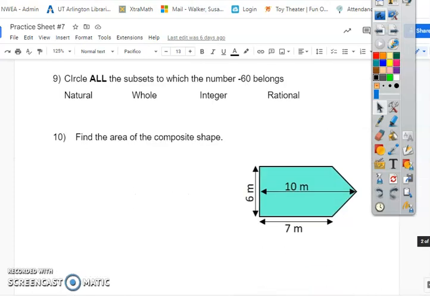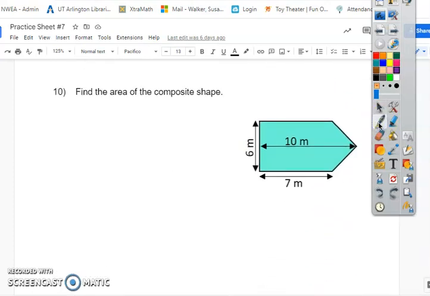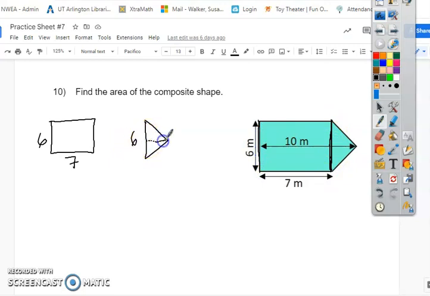And number 10, whoops. Area of a composite shape. So remember, we want to divide up our shapes. So let's see what we have here. Don't let this line confuse you. That's just that distance. So from here to here, there to there, I see that I have a rectangle, and then I have a triangle. What I do notice about my rectangle, I know my numbers. Those are 7 and 6. I also know this is the same as this. So this is 6.